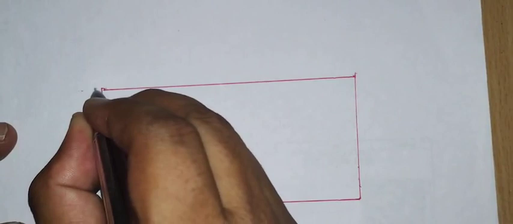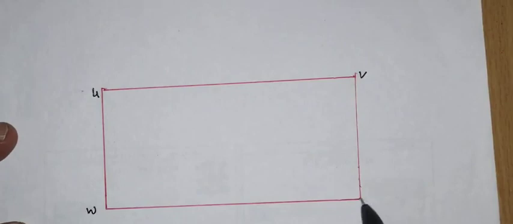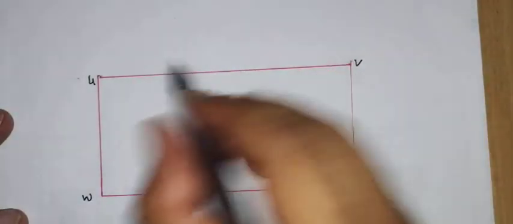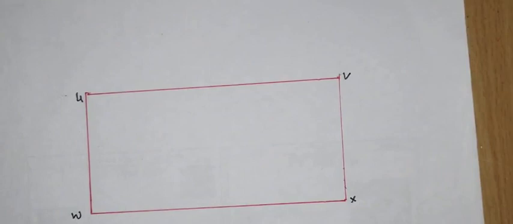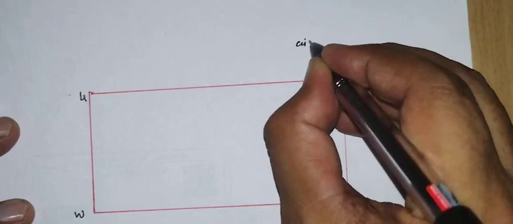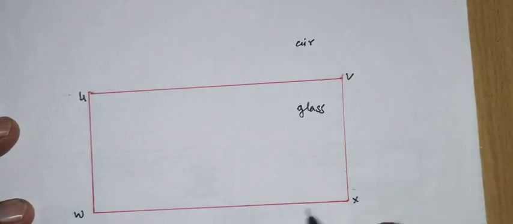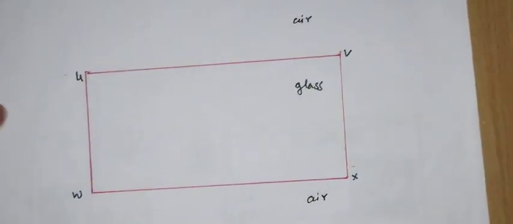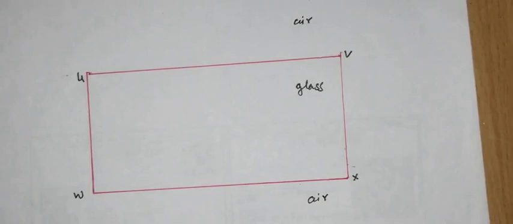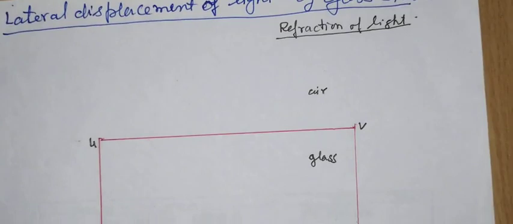Suppose UVWX is the rectangular glass slab outer line. Above the glass slab the medium is air. This is a glass slab, so the medium is glass G, and again it is air. Now see carefully here in the diagram the whole concept of lateral displacement and the factors on which lateral displacement depends.